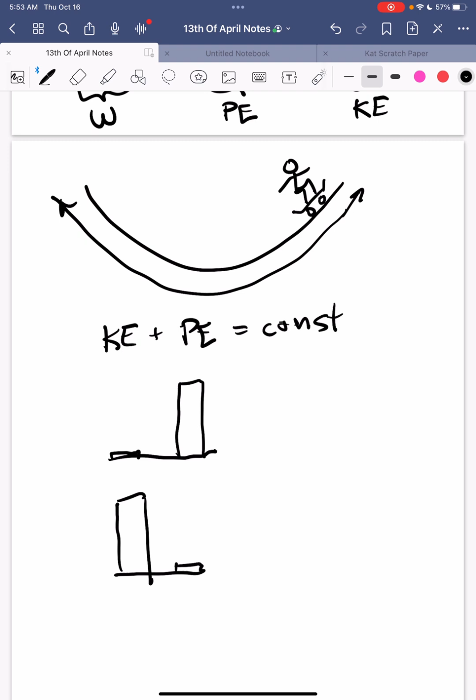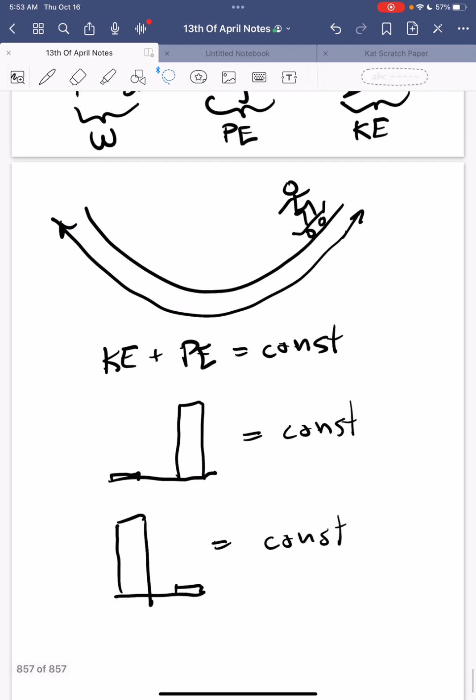Now, the sum of these two bars in the histogram is always going to equal a constant. But one might go higher and one might go lower depending on the position of the person as they go back and forth along this parabolic path. Kinetic energy will be highest at the bottom, and potential energy will be zero. And up at the turning points at either end, you will have high potential energy and zero kinetic energy, like that. So this is the conservation of energy.